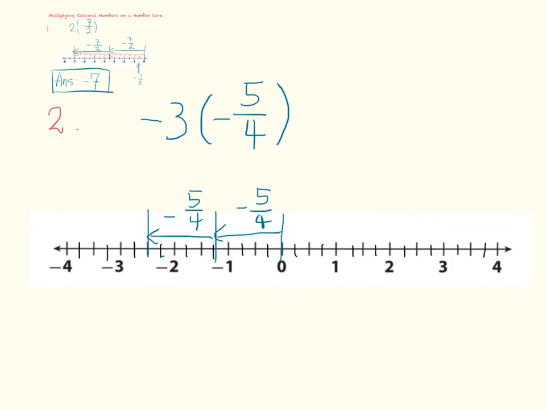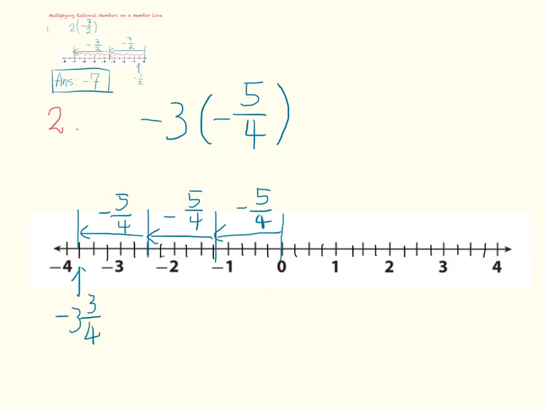And then let's do it one more time. 1, 2, 3, 4, 5. Okay, so now you have negative 5/4 going to the left 3 times. And this is negative 3 and 3/4.